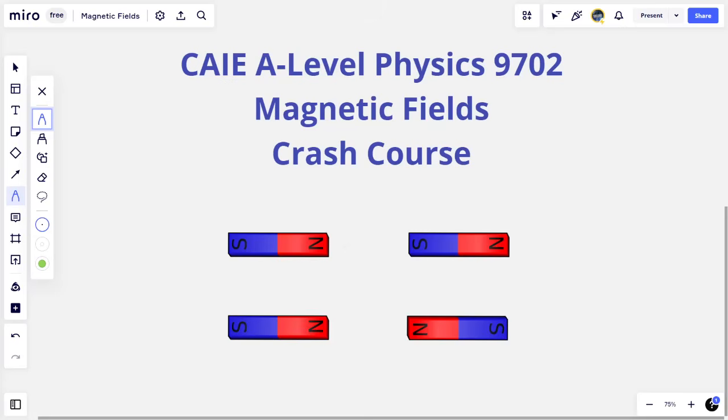So we'll try to break it down as simply as possible. It's a lot of stuff to cover, so we're going to move at a fast pace as well. But this, again, is just to bring you back up to speed with everything that you may have forgotten during the term. Now, what do we know about magnets?